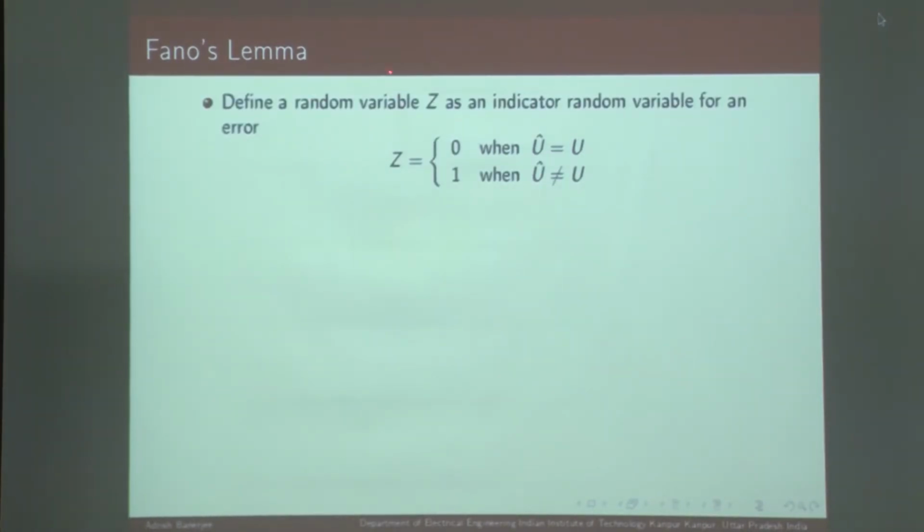So, we are defining an indicator random variable. Now, what is an indicator random variable? It indicates whether there is an error or not. So, when there is no error, the value of this indicator random variable will be 0, and when there is an error, the value of this will be 1. So, Z will be 0 when U and U hat are the same, otherwise Z will be 1.